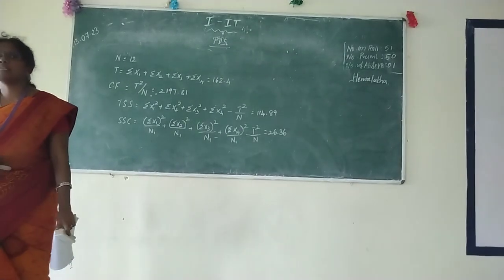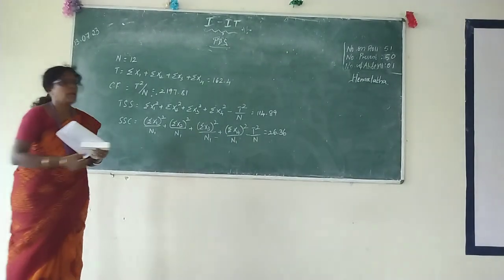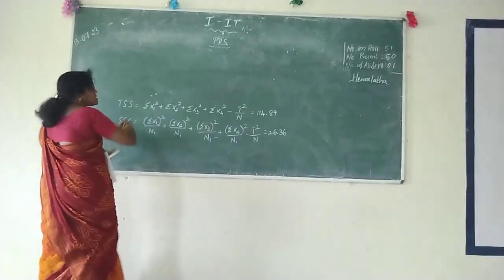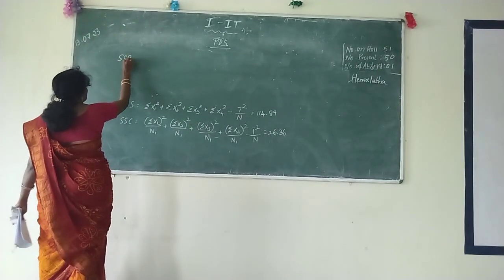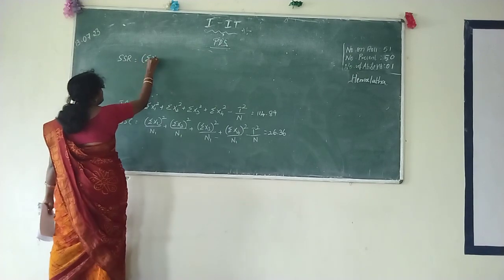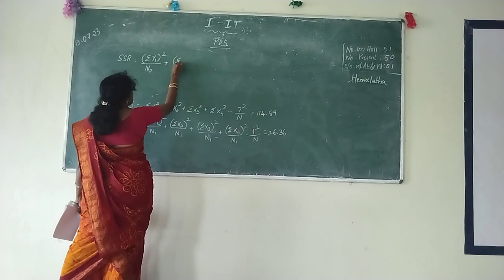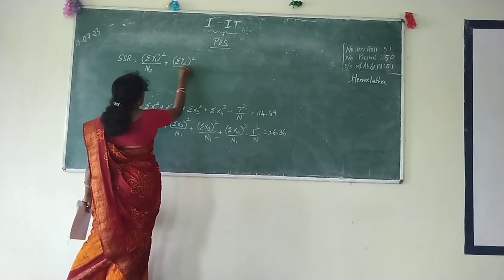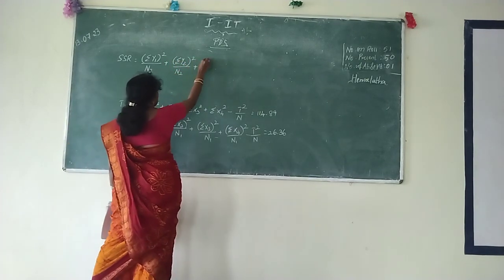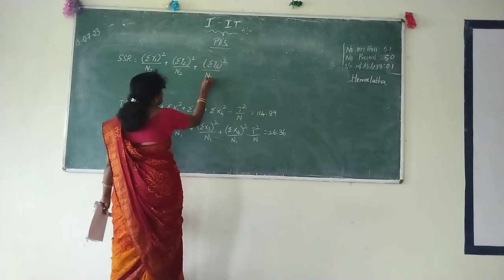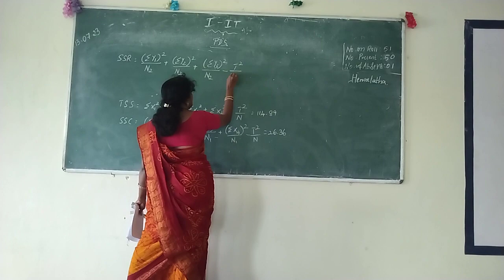Now we have to go for SSR. So write SSR. SSR is equal to summation of y1 the whole square by n2 plus summation of y2 the whole square by n2 plus summation of y3 the whole square by n2 minus T square by n.